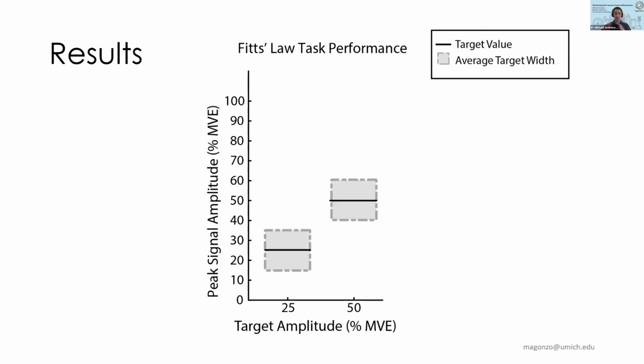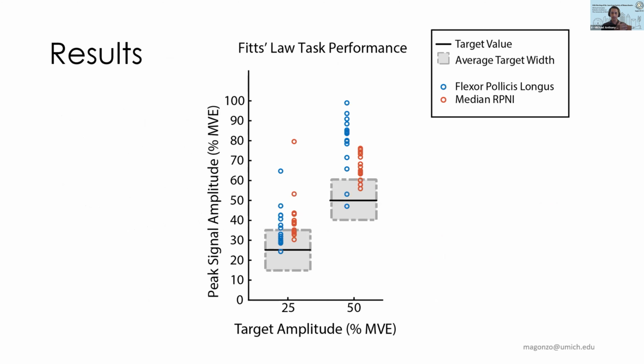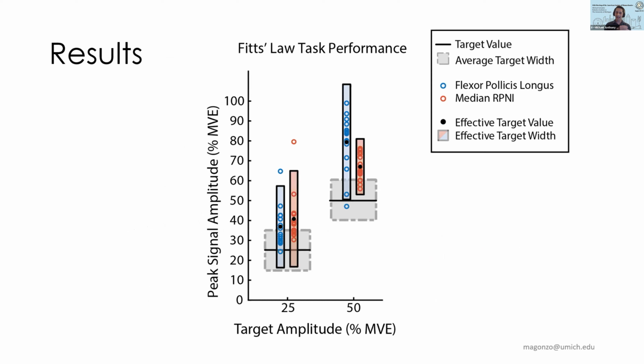So onto our results. Here we have the target amplitudes for the 25 and 50% MVE and the average target width across all trials. We grabbed our peak signal amplitudes for each trial with the FPL in blue and the median RPNI in red. And here we can see the average target value and effective target width achieved for our participant across both signals and targets, where this effective target width is essentially a window size adjusted based on the variance of those peak amplitudes. Together, we can see that both signals overshot the 25% by a similar amount and with similar variance. But when going for the 50%, the median RPNI signal was both more accurate and less variable than the flexor pollicis longus.